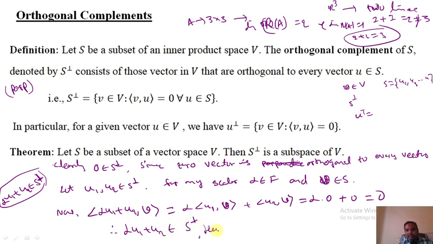Hence S perp is a subspace of V. This is the proof. Not only a subset, S perp is a subspace: the set of all vectors orthogonal to S.